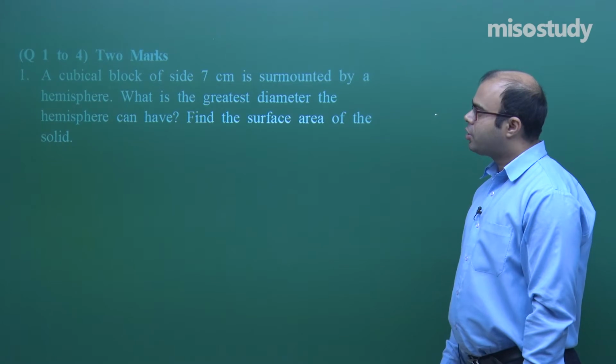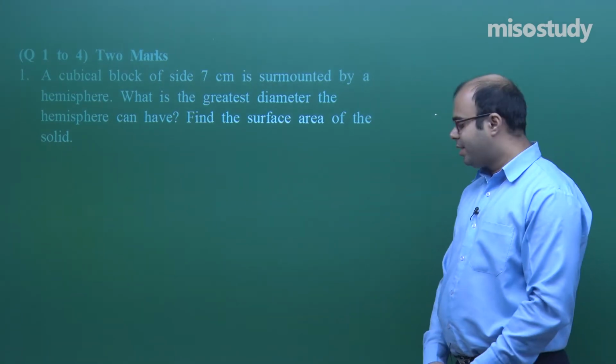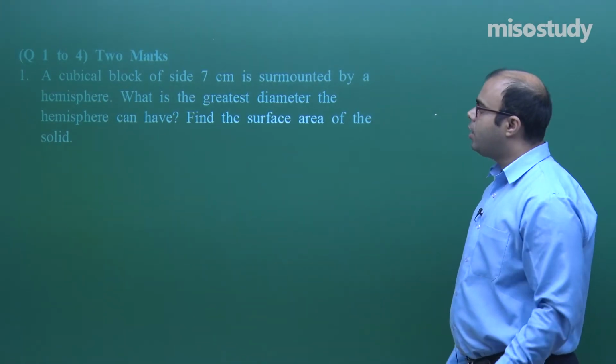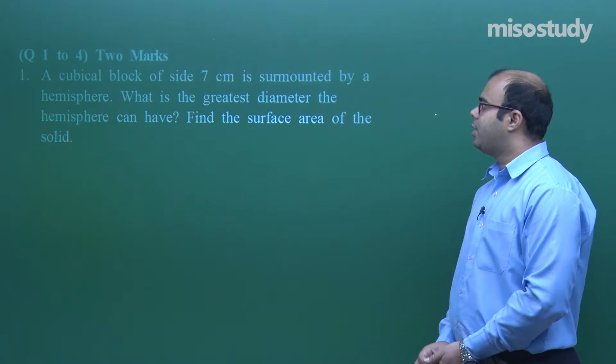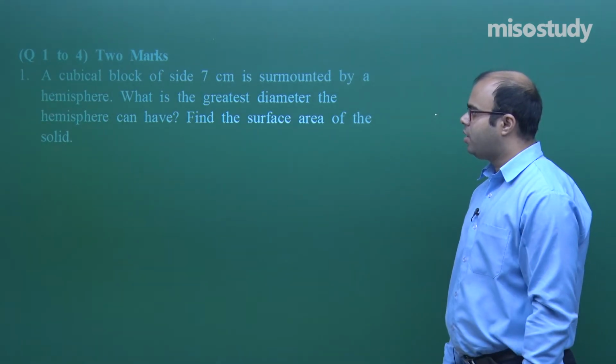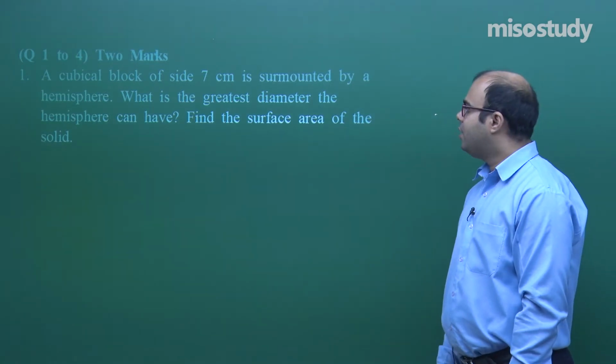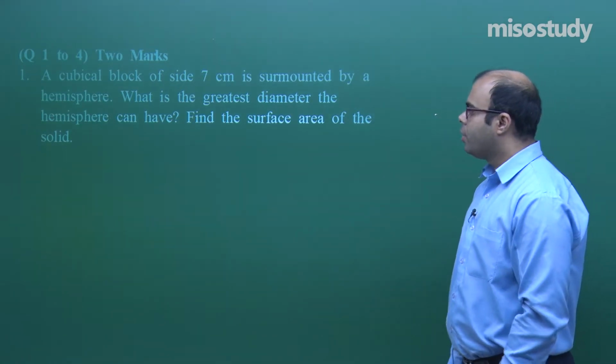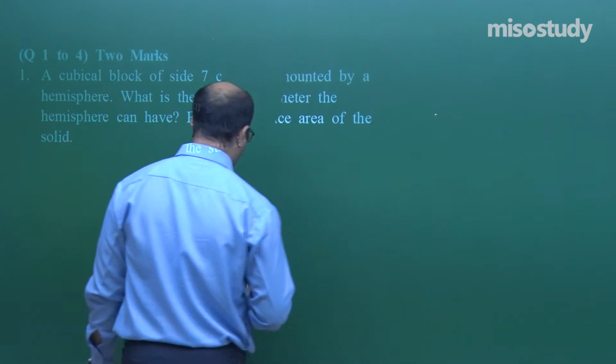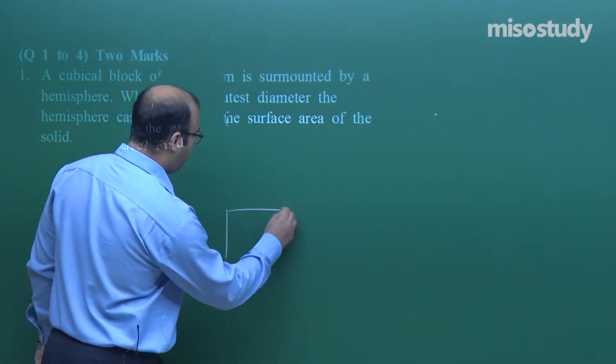So the first question, which is of 2 marks, says that a cubical block of side 7 centimeter is surmounted by a hemisphere. What is the greatest diameter the hemisphere can have? Find the surface area of the solid. So there is a cubical block, it is a cube basically. So we draw a cube.